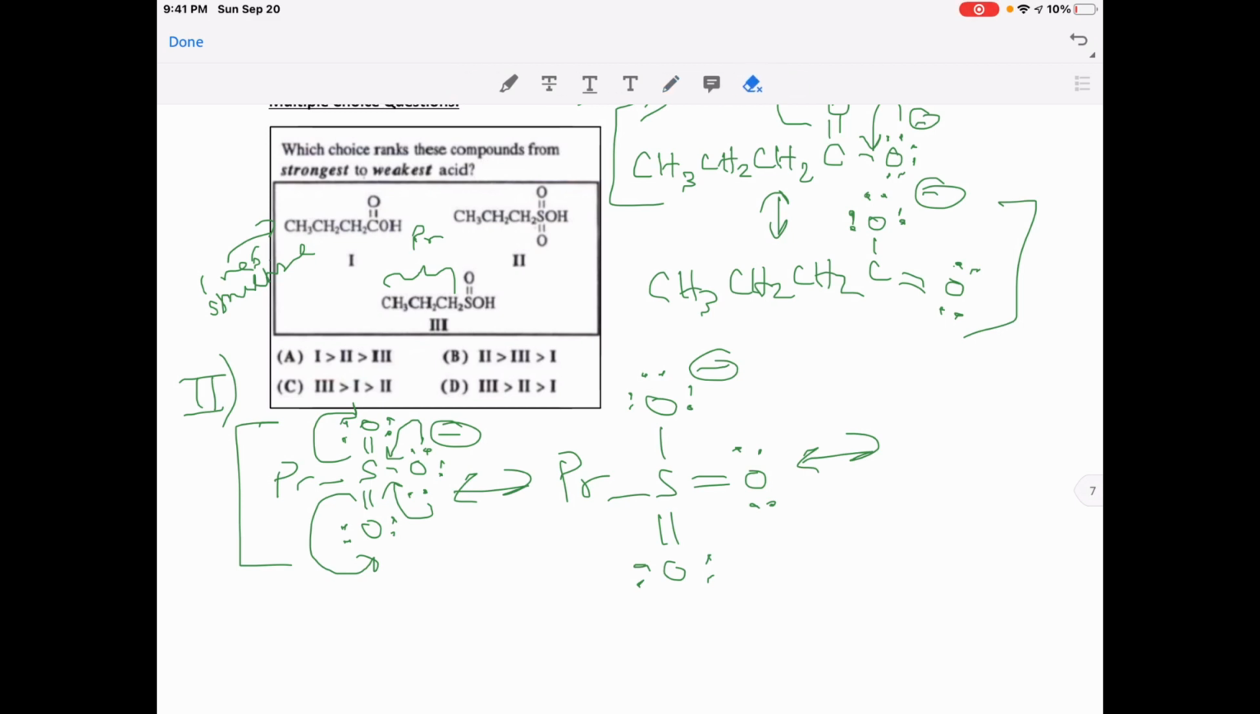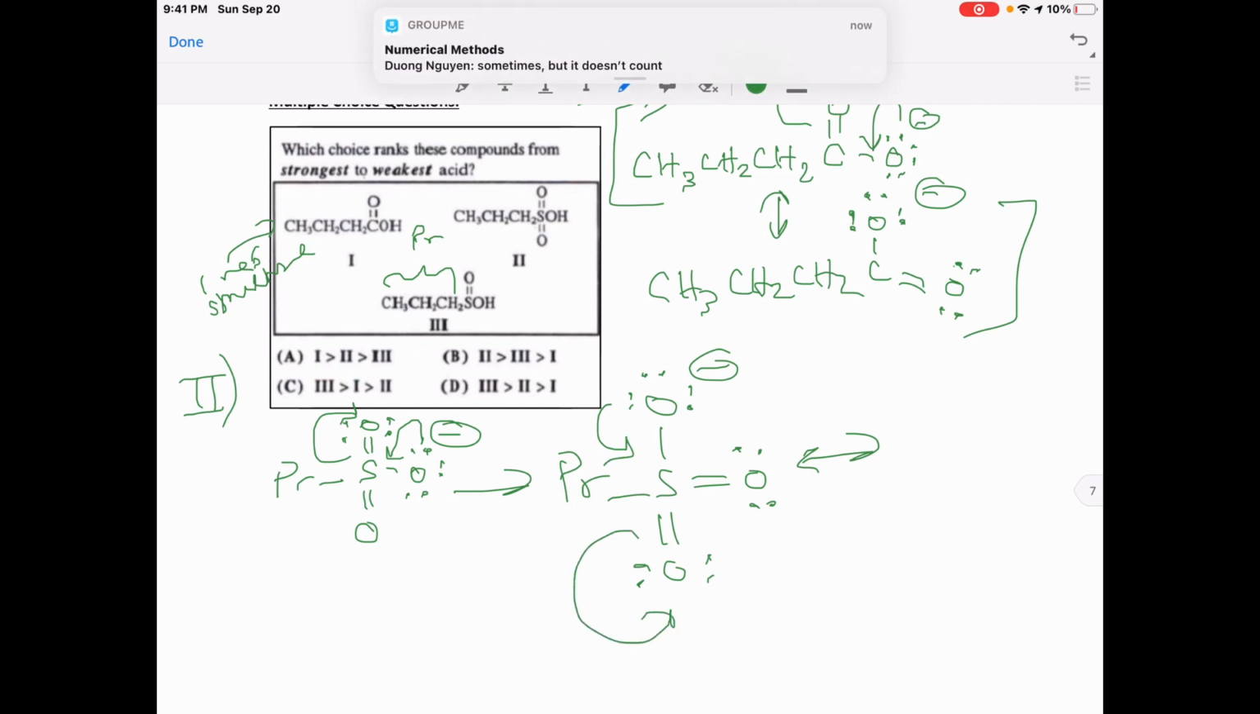That was a little too complicated. If instead I just drew out the oxygen, we could do the electron flow here. If I move an arrow here and then an arrow up here, what I find is that we get one more resonance state.